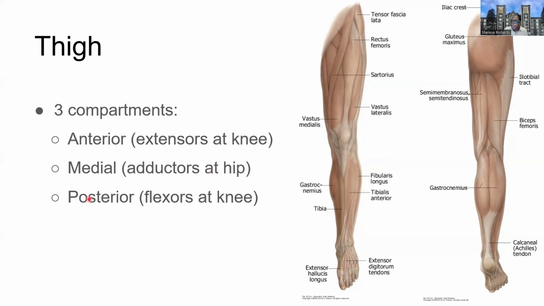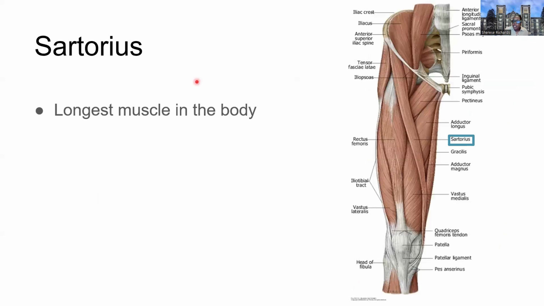The posterior compartment is going to be the opposite at the knee joint. They're going to flex the knee. This is your hamstrings, separately named muscles, but they have a collective action to flex or close the knee joint posteriorly. All right, so we'll see that theme follow. Muscles grouped together have a similar function and are separated by connective tissue so that they're in a separate compartment. Let's start with the sartorius.